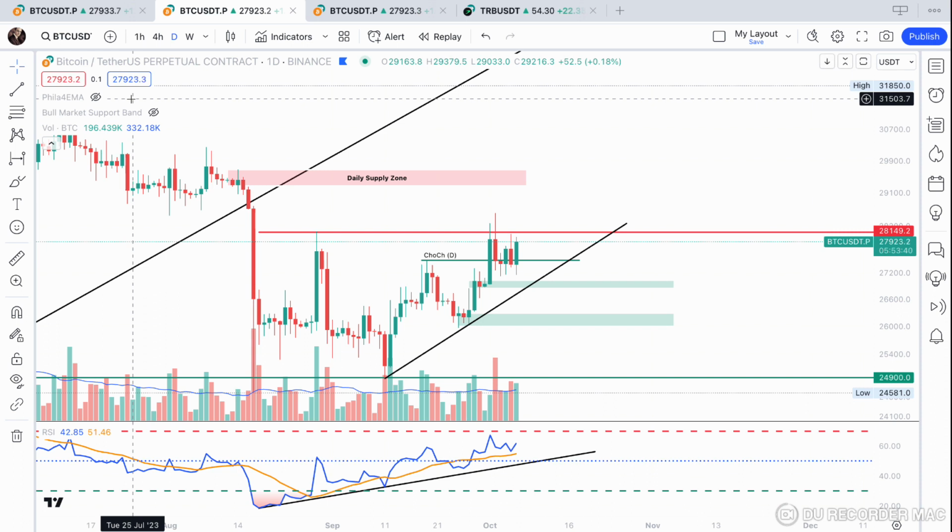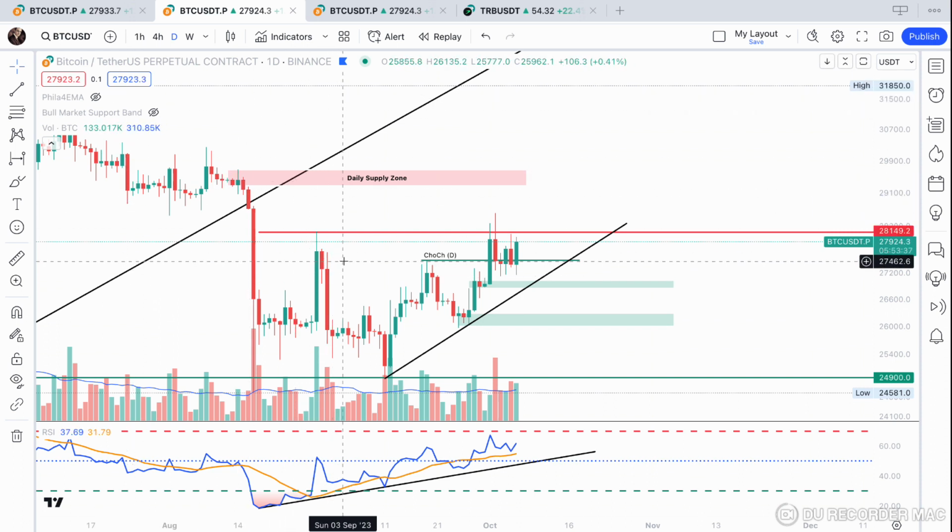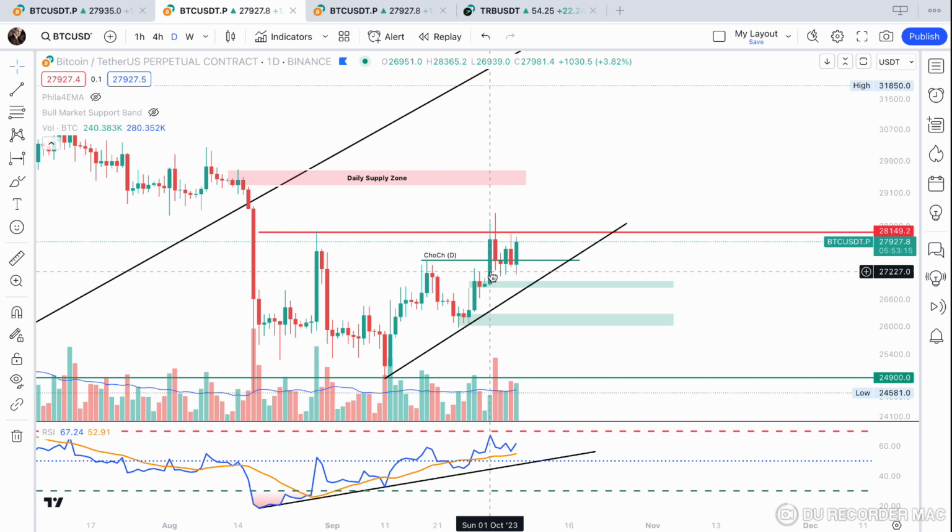First condition is a change of character. What is a change of character? A change of character occurs when the candle body breaks above a previous high. This is a bullish change of character. I don't know how many of you have seen my previous videos. Technically, this October 1st candle body closed above the September 19th high, so technically this is a change of character and we can mark this condition as fulfilled.